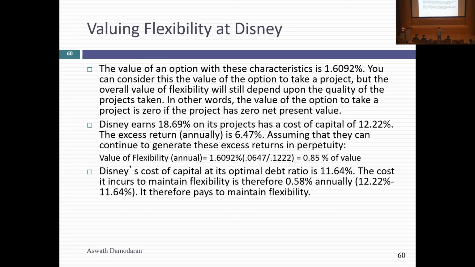What does that tell me? Disney should stay underlevered because the value of financial flexibility then exceeds what they will gain by moving to the optimal. As I said, actually putting a number on financial flexibility requires all these assumptions. But there are insights you can get from the setup that I think are much more useful.